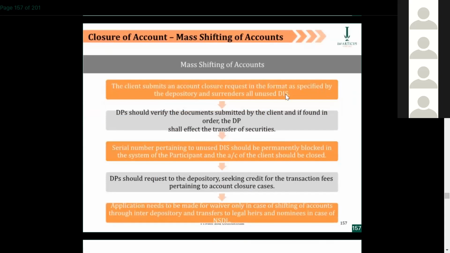So your DIS or delivery instruction slips also have to be submitted. All unused delivery instruction slips have to be submitted. That's the way you submit your checkbook at the time of closure of your account.